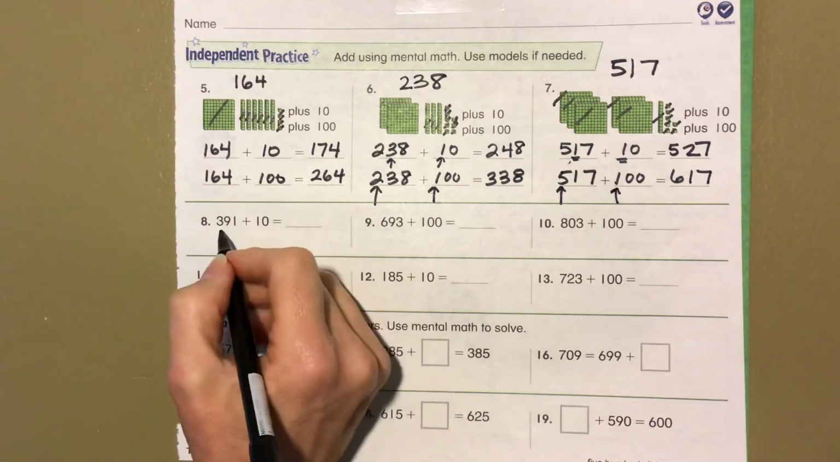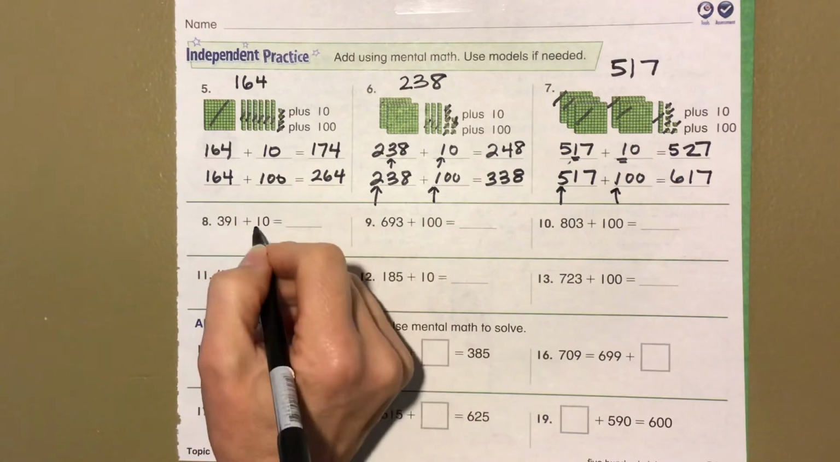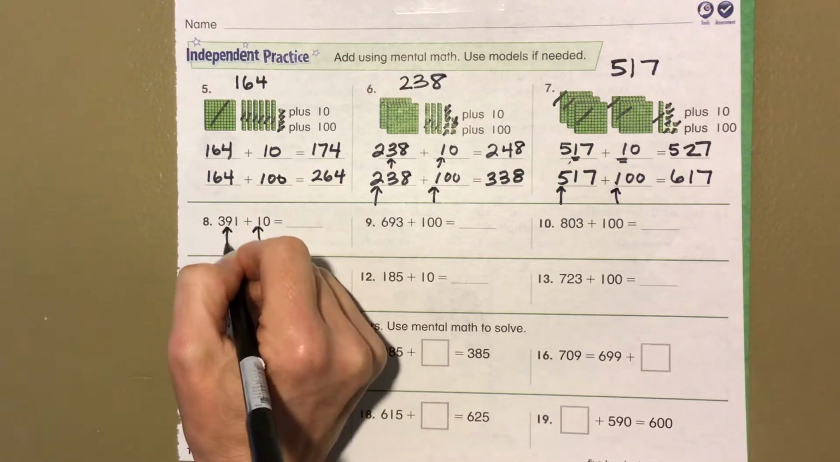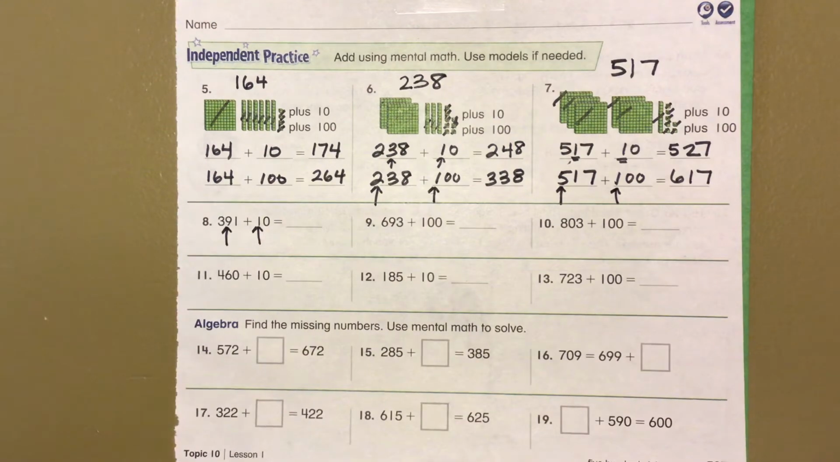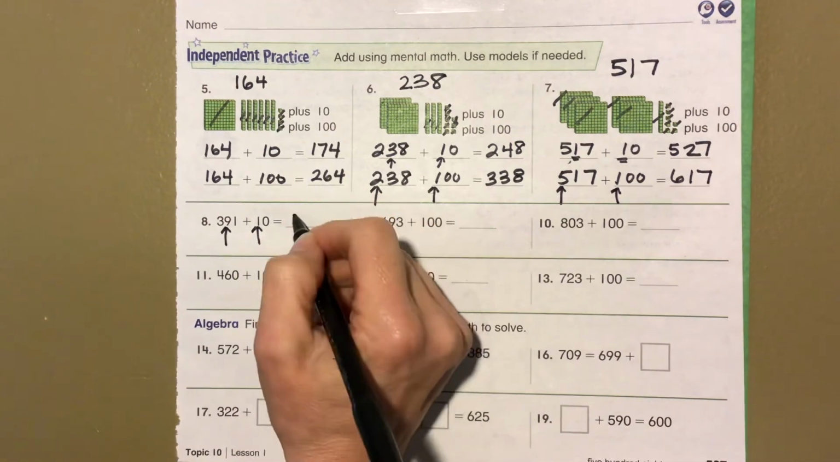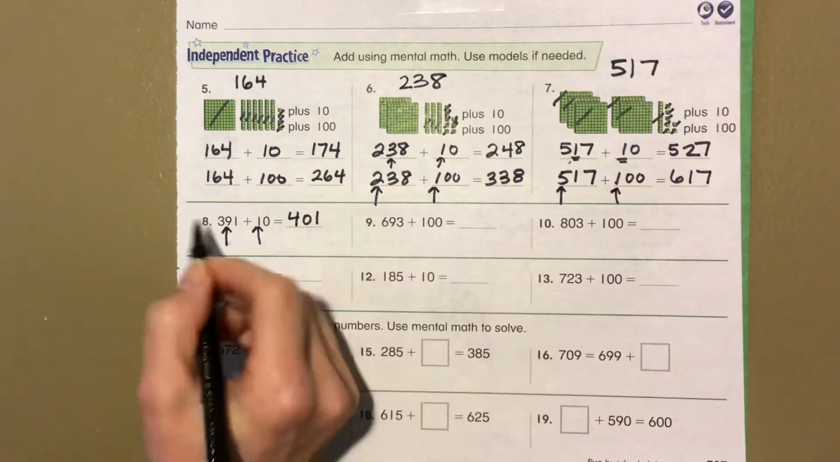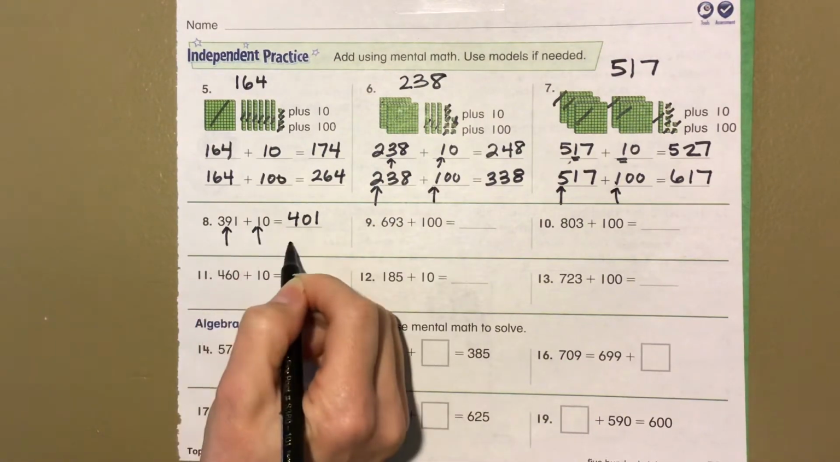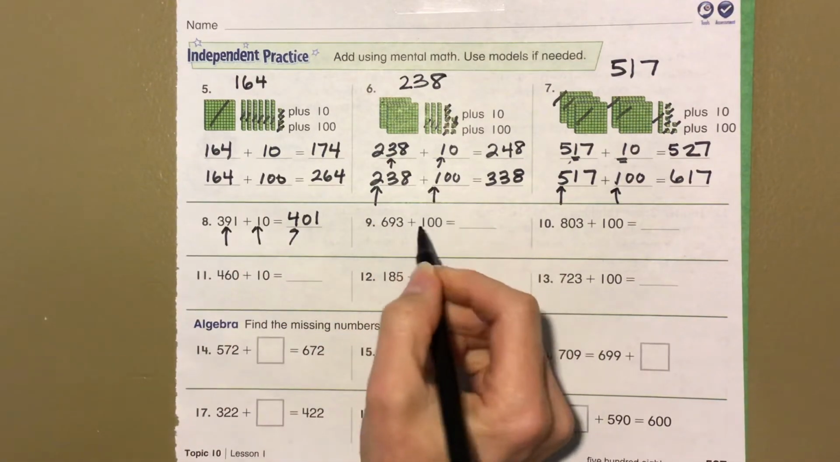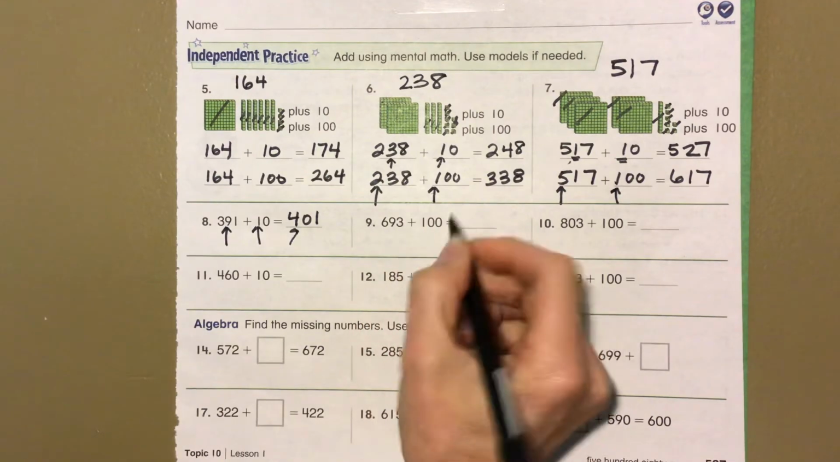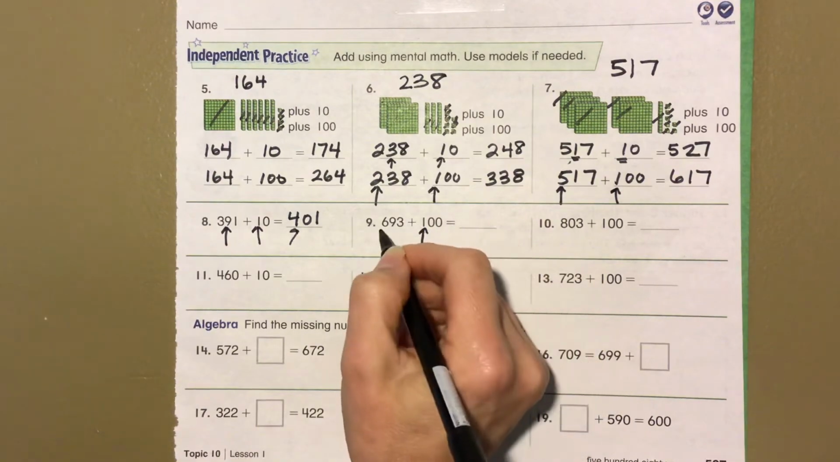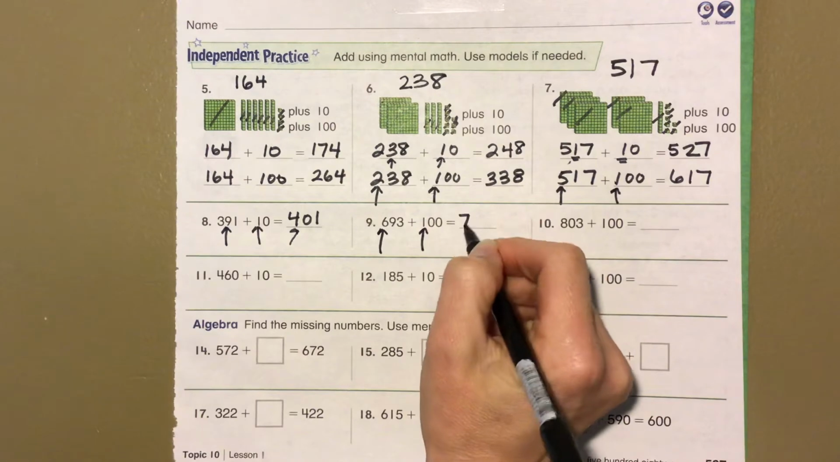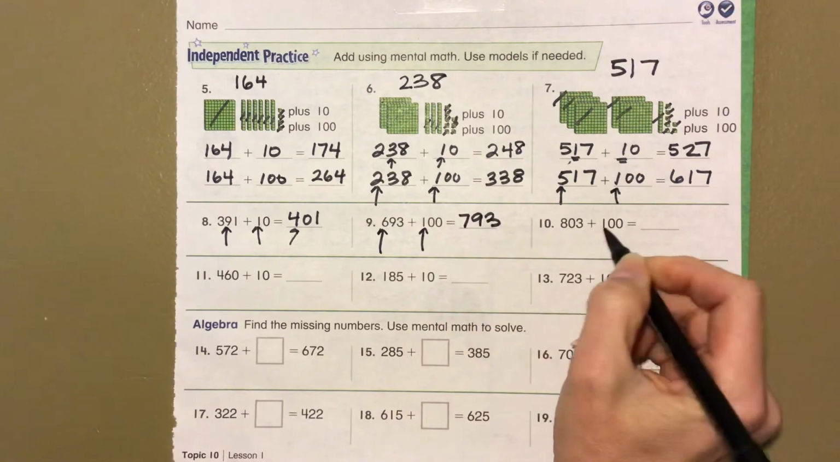Number 8, we have 391 plus 10. So only the number in our tens place is going to go up. That will become 401 because 39 plus 1 becomes 40. All right, 693 plus 100. That's going to go up by 1 in the hundreds place to 793.